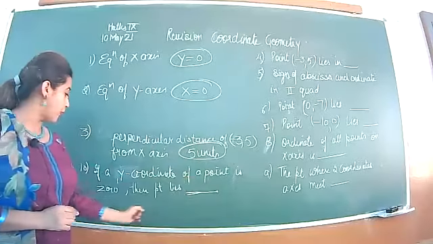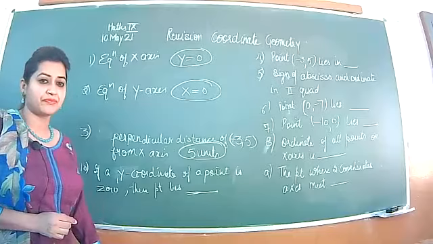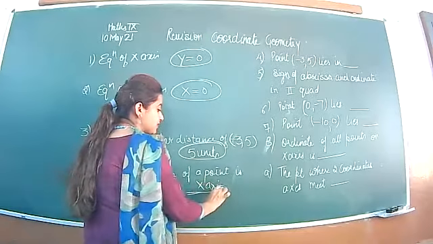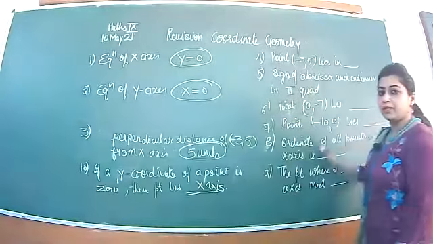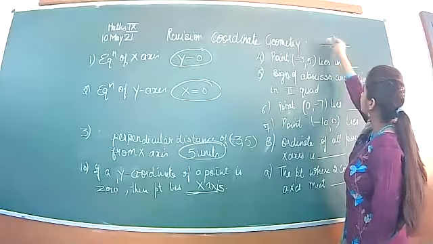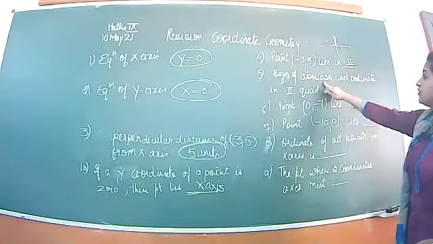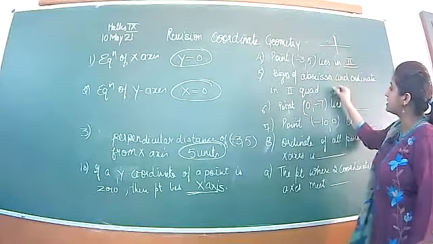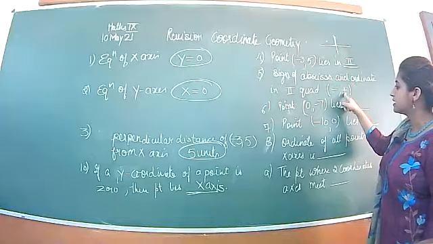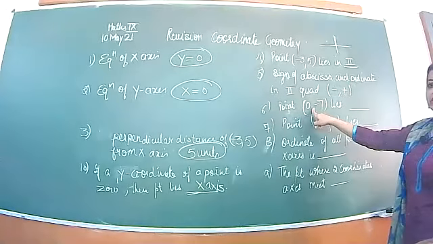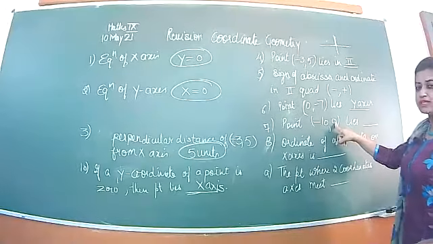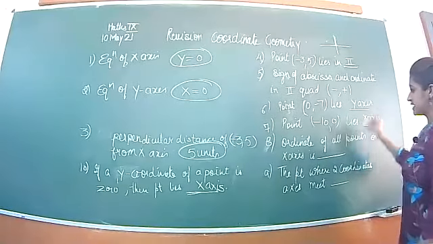If y coordinate of a point is 0, then the point lies on x-axis. This point, you can see x is negative, y is positive, so it will lie in the second quadrant. The sign of abscissa and ordinate in the second quadrant is x negative, y positive. Abscissa means x coordinate, ordinate means y coordinate. Here x coordinate is 0, so it will lie on y axis. Here y coordinate is 0, so it will lie on x axis.